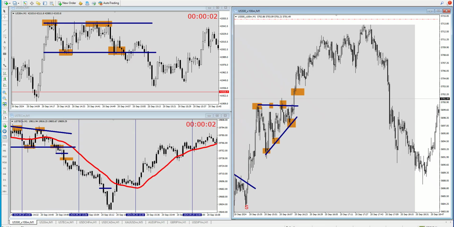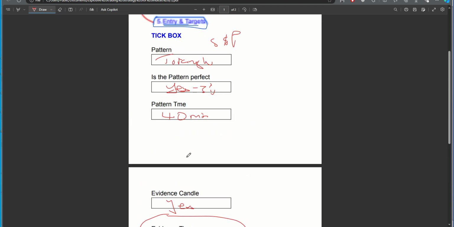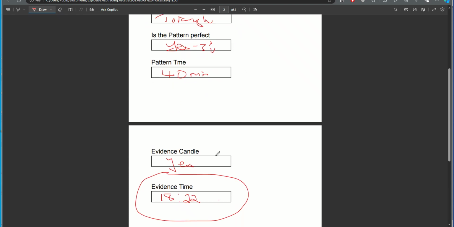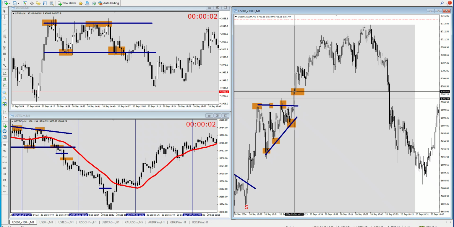Oh yes, I want to take this one up. It happened at 1622, 1617, 1822. That's 1822, because my broker is behind by 2 hours, 1822. So perfect. This one, all the criteria have been fully met, and guys, this is so perfect.